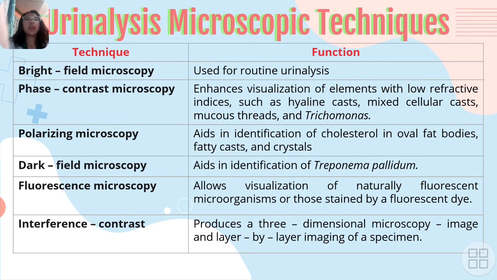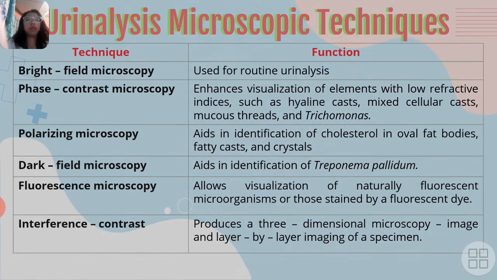Fluorescence microscopy allows visualization of naturally fluorescent microorganisms or those stained by fluorescent dye. Interference contrast microscopy produces a three-dimensional image and layer-by-layer imaging of a specimen.